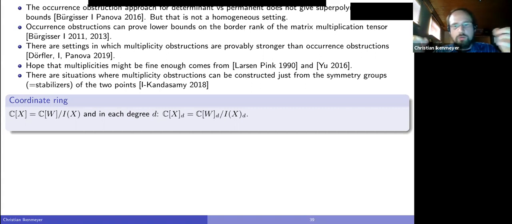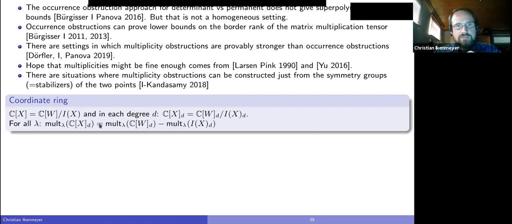For example, if you want to look at permanent and IMM, then you can just look at the symmetry groups. But here, of course, in this paper, we only do this in a toy model. And for that, this is the last concept I want to quickly mention: the coordinate ring. The coordinate ring is just, you take the whole polynomial ring and quotient out the vanishing ideal. This is the coordinate ring.